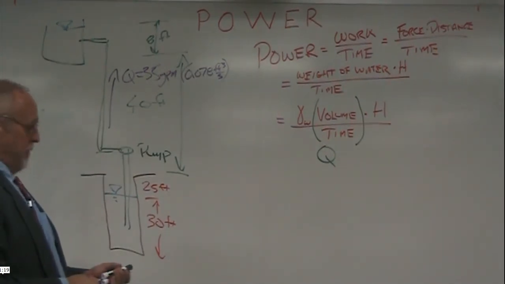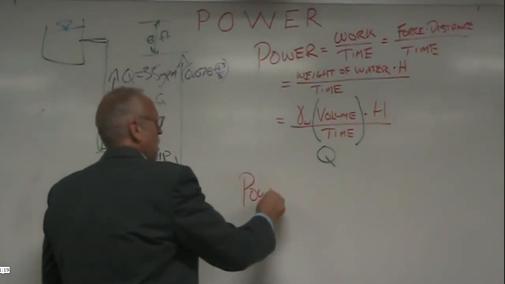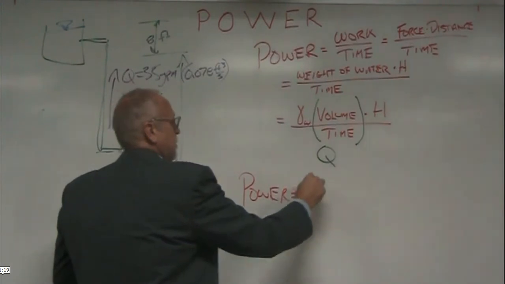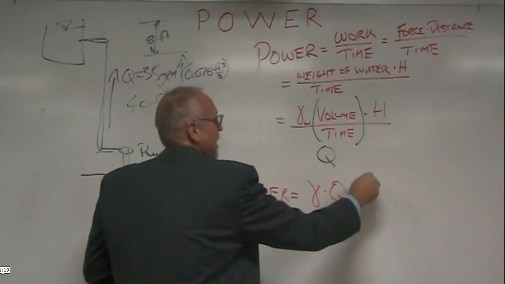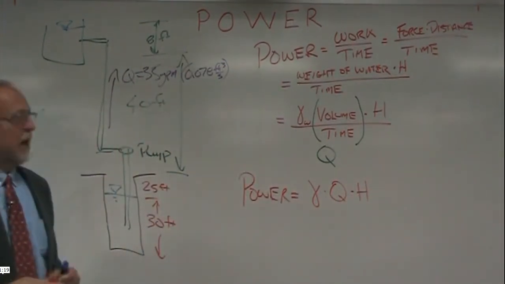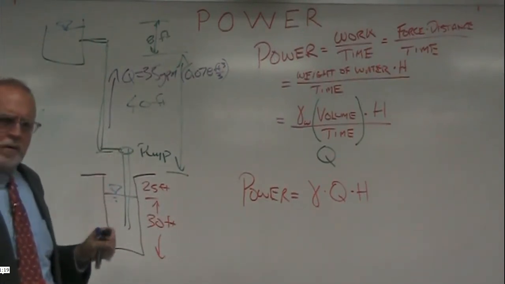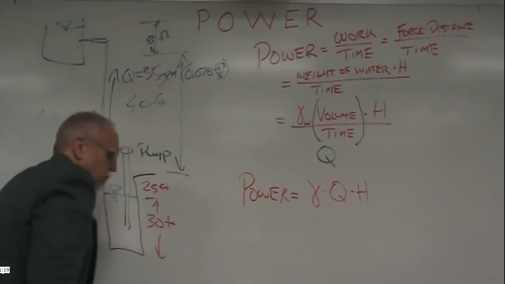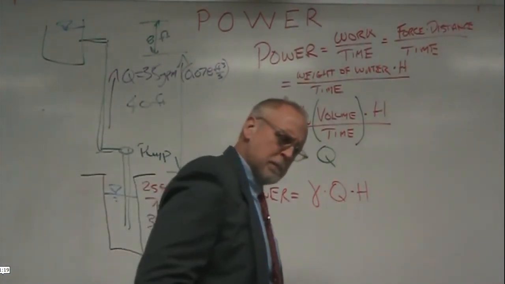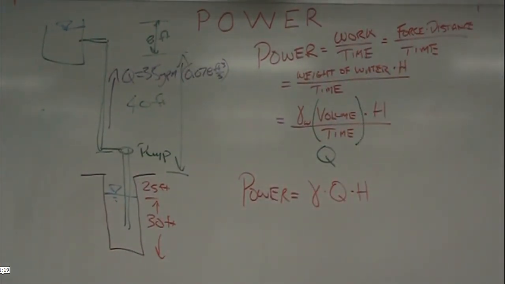So our equation for power is gamma times Q times H. H is how far we raise it up. What is H? How far we raise it up. Right, it's the height we have to raise the water up.